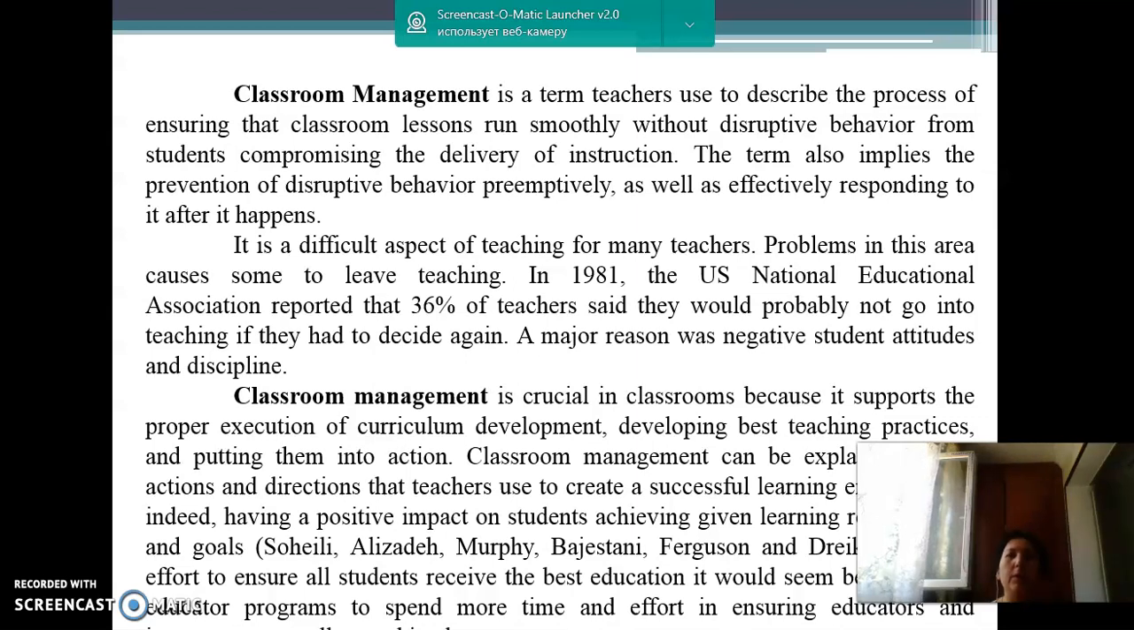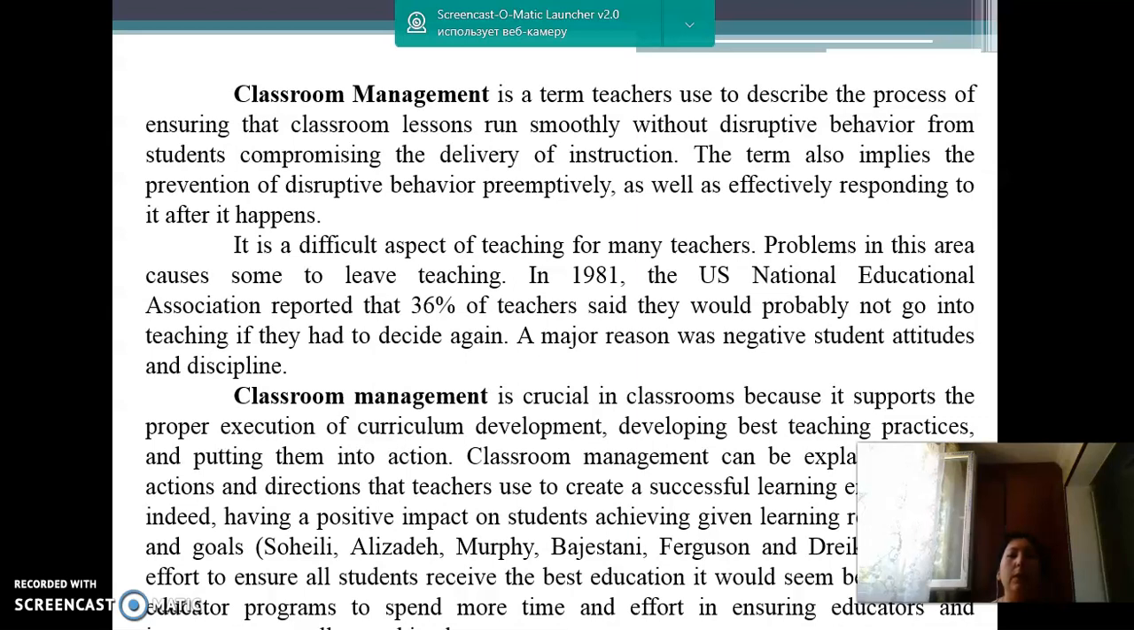Classroom management is a term teachers use to describe the process of ensuring the classroom lessons run smoothly without disruptive behavior from students compromising the delivery of instruction. The term also implies the prevention of disruptive behavior preemptively, as well as effectively responding to it after it happens. It's a difficult aspect of teaching for many teachers. Problems in this area cause some to leave teaching.